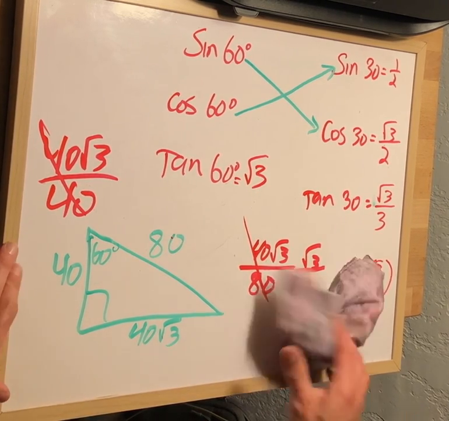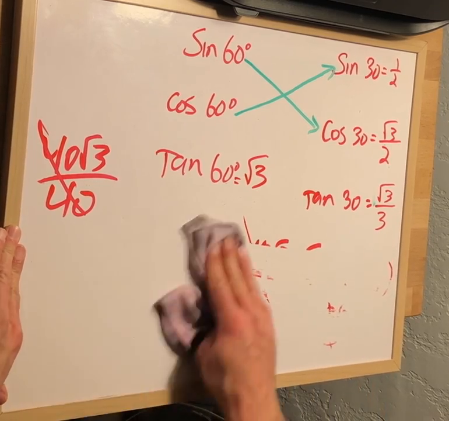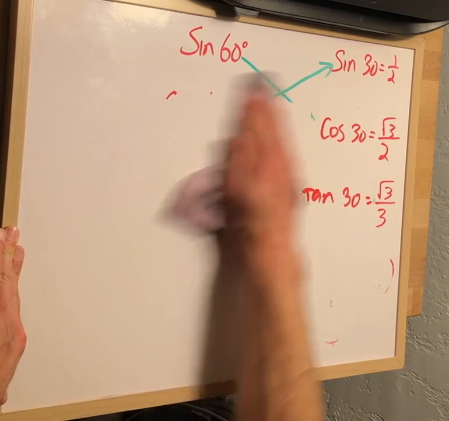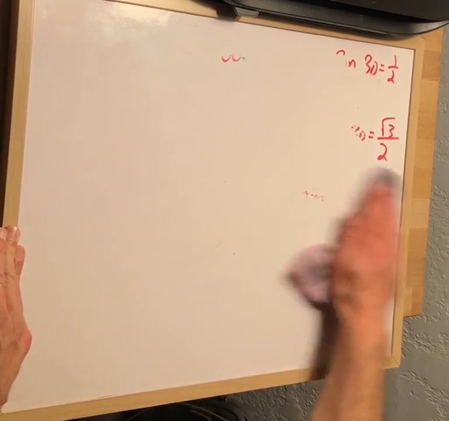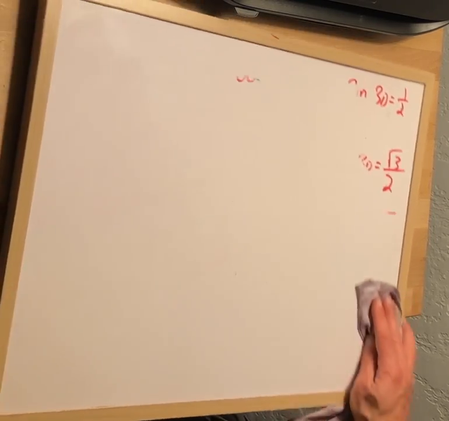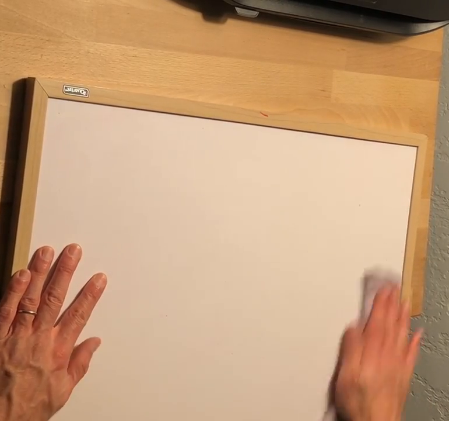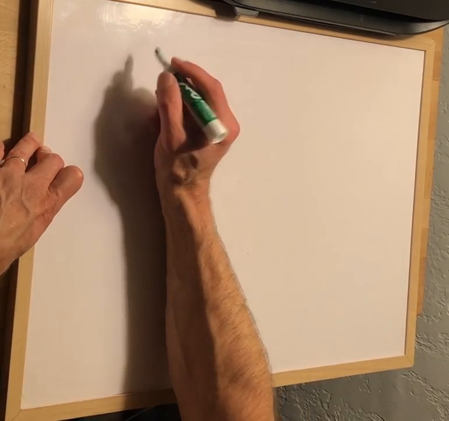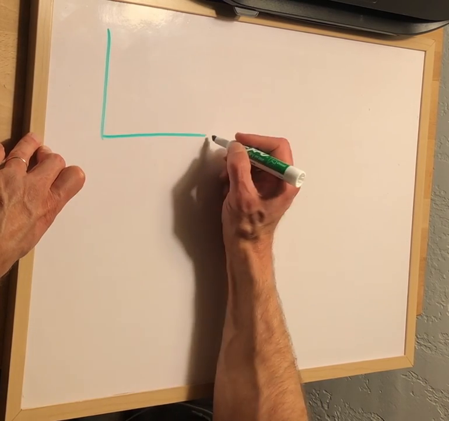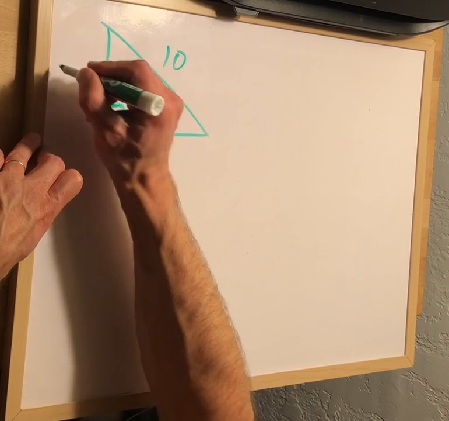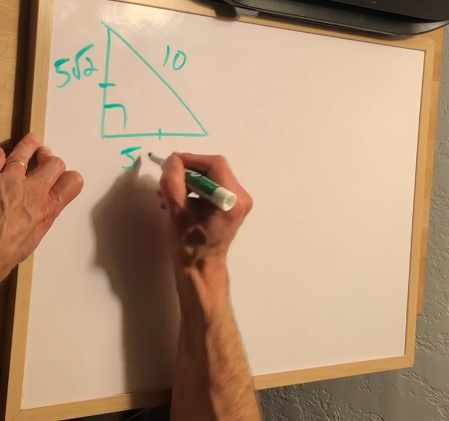Okay. Now, what you're going to also notice with 45, 45, 90-degree triangles, just like with 30, 60, 90, everything will always simplify to the exact same answer. Watch. Let's take this first example. And this is a 45, 45, 90. If this is 10, remember this is half of that number, root 2. Half of that number, root 2.